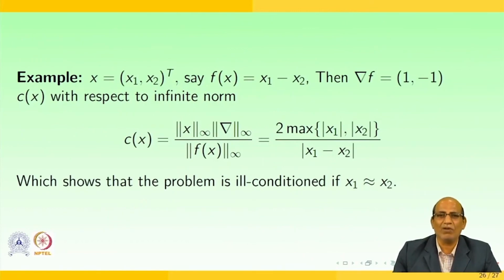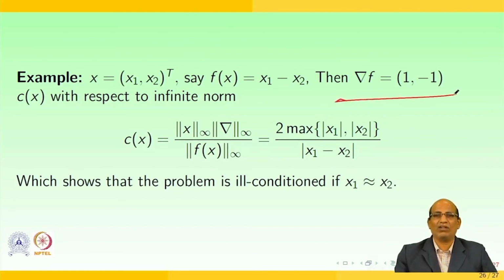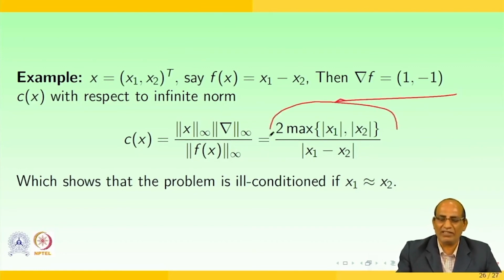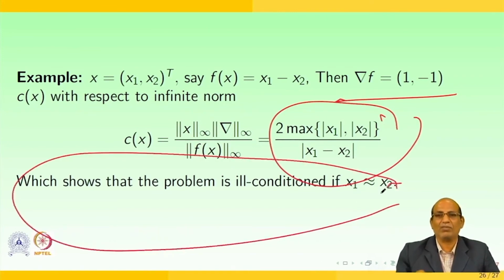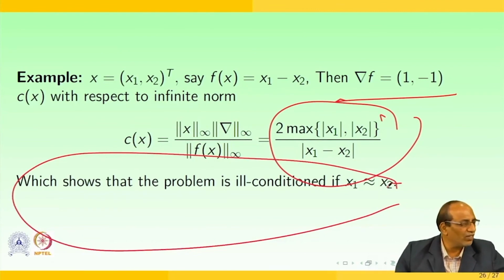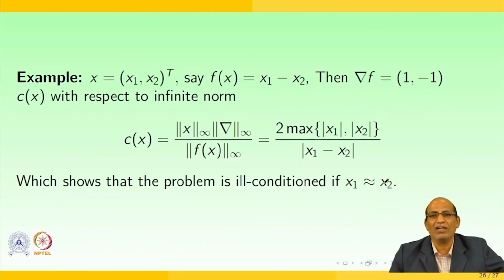Now you see this example, it is very nicely given. If you have x equal to (x1, x2) transpose, f(x) equal to x1 minus x2, then the gradient del f is (1, minus 1), and with respect to the norm we can write it like this. So ultimately it shows that the problem will become an ill-conditioned system. This is the way you can prove that the problem is ill-conditioned.